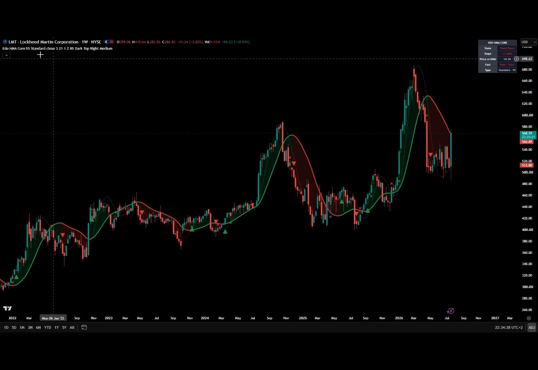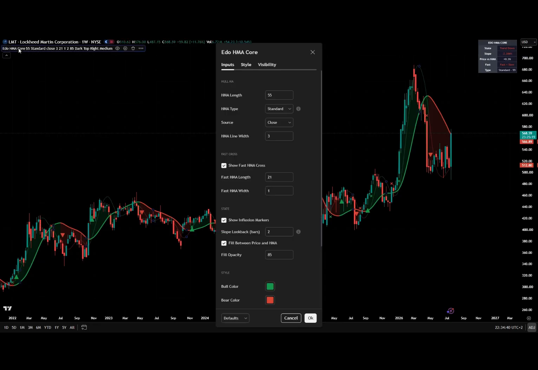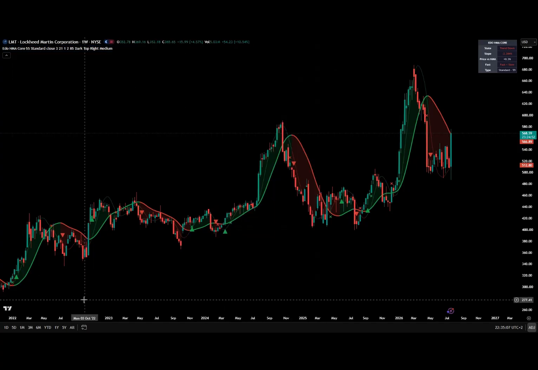Back in the settings, the rest controls what you see. The fast cross block turns the second Hull average on or off, and sets its length and width. The state block controls the inflection triangles and the slope look back, how many bars are used to judge the turn. And the fill between price and the line, with its opacity, plus the colors and the panel corner. On Lockheed Martin Weekly the defaults are a good place to start.